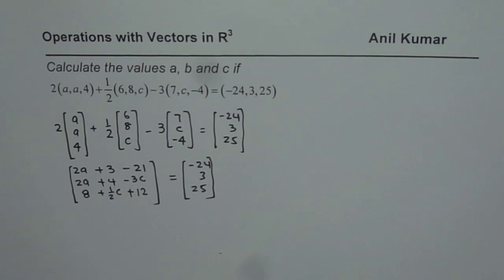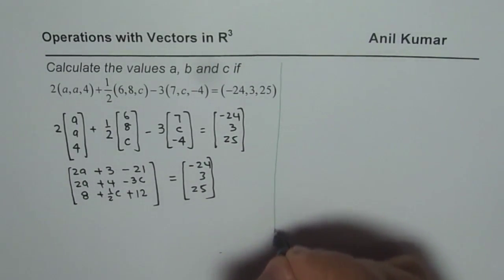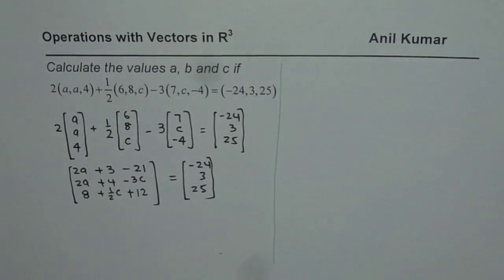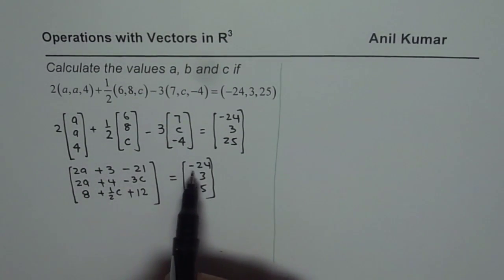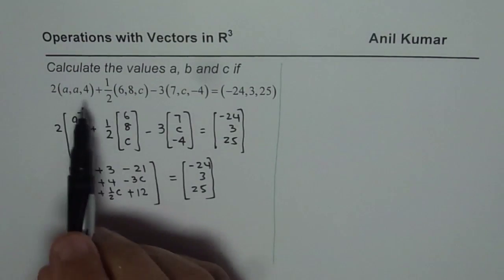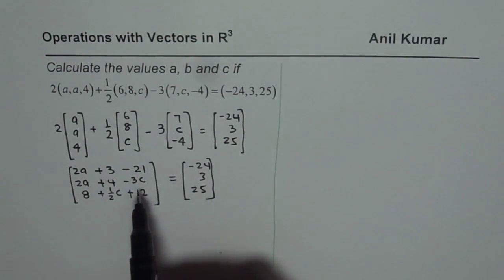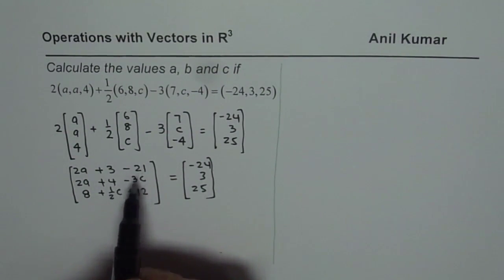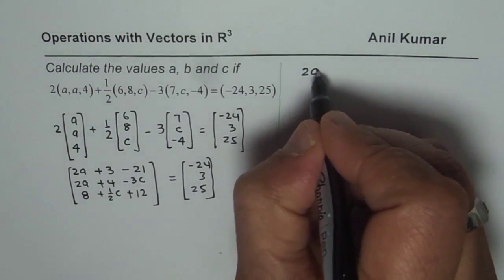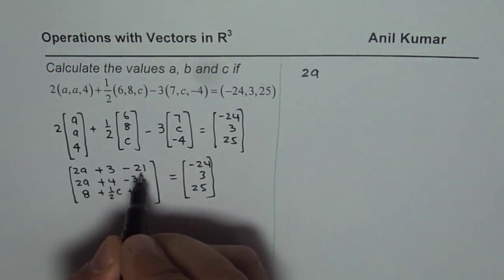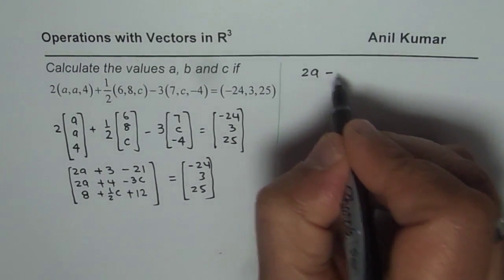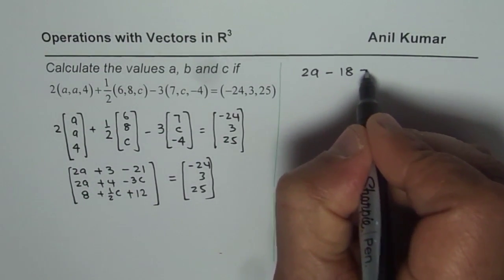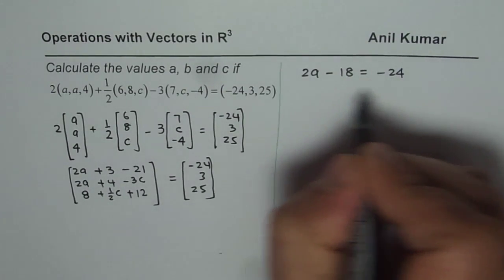So let me write down these equations on the right side, and we'll solve them one by one. Now the beauty of this solution is that things are very clear, so you can very easily see what's going on. You can also write them in a row and solve, but that is slightly cumbersome. Okay, so let's combine these terms. 2a plus 3 minus 21 is equal to what? We'll say 2a, take away 21 from 3 is minus 18, right? So 2a minus 18 is minus 24. That is the first equation.